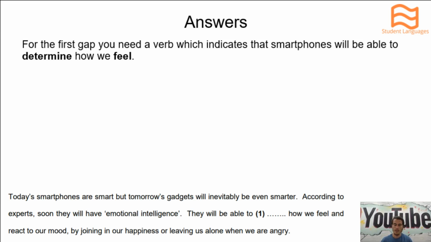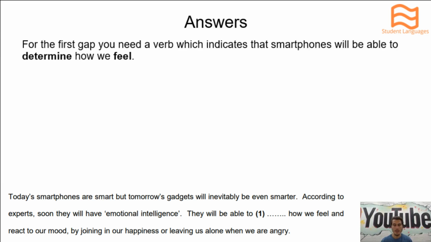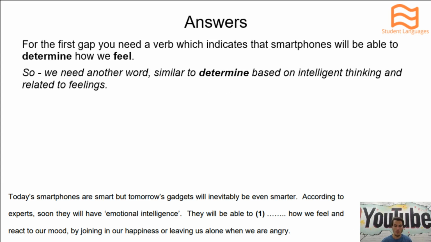So, for the first gap, you need a verb which indicates that smartphones will be able to determine how we feel. Just looking at the question here, I can see that the word that goes in the gap needs to determine how we feel. So we need another word which is similar to determine, based on intelligent thinking and related to feelings.